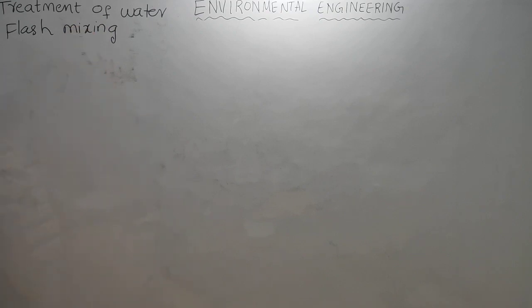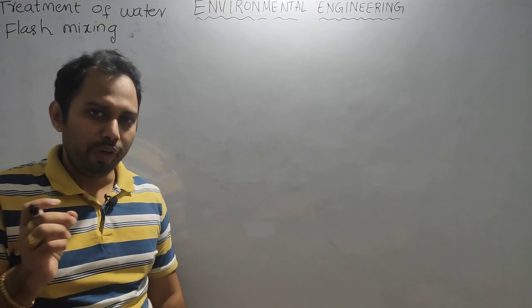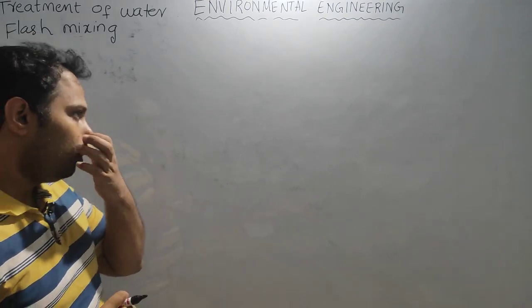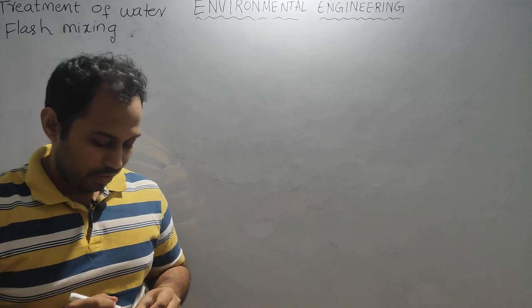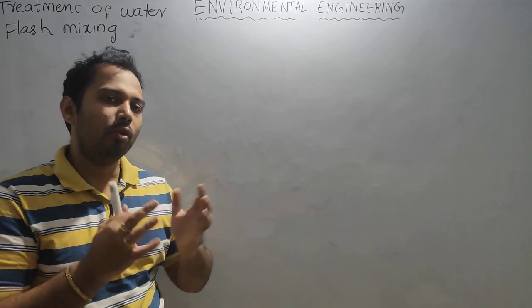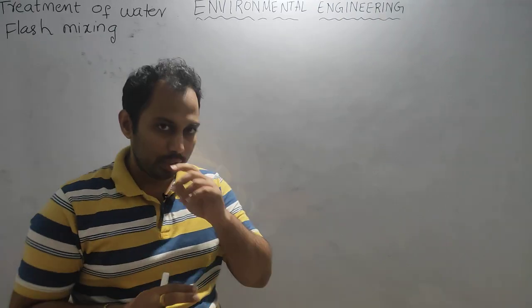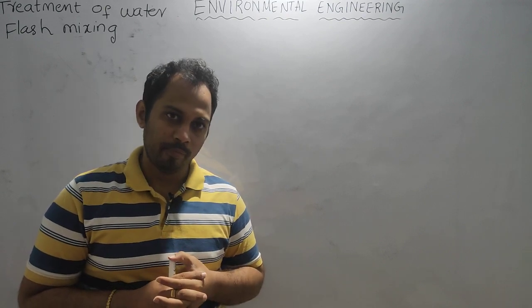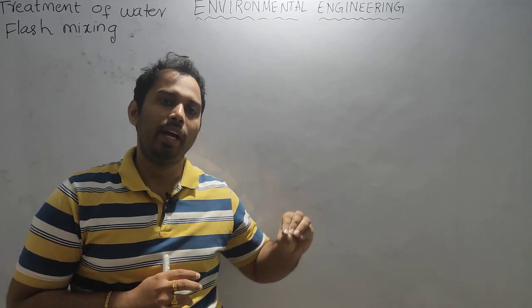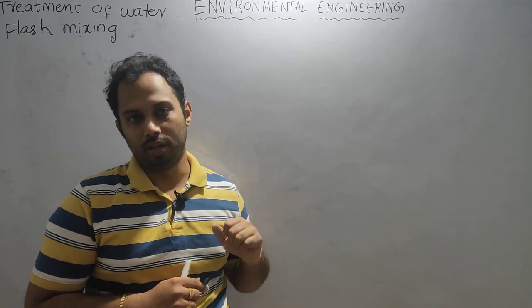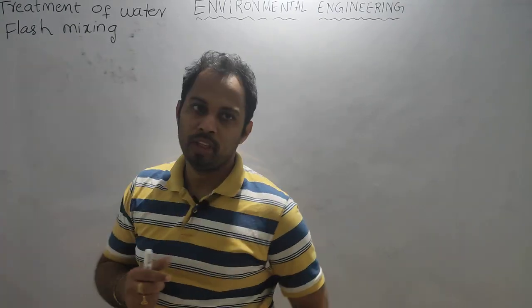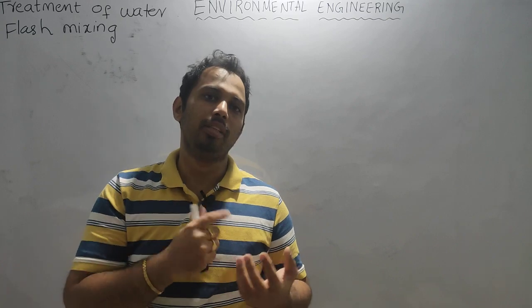Flash mixing, or we can call it rapid mixing. It is done in two ways, either manually or mechanically. The intention of doing rapid mixing is to send the coagulant to every corner of the water. The name itself says flash. Flash means we will create turbulence in the water.